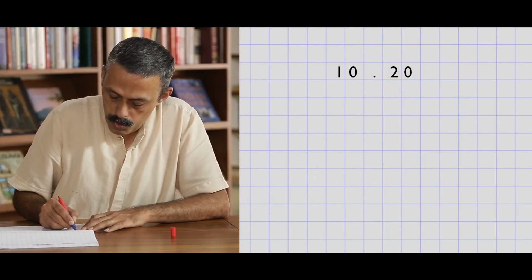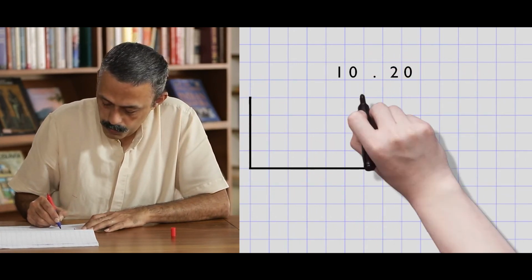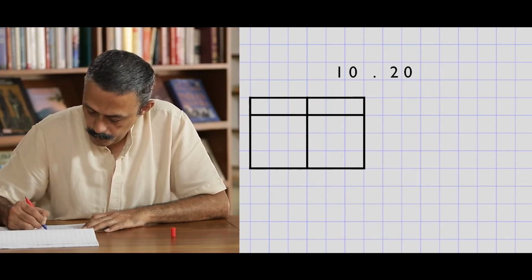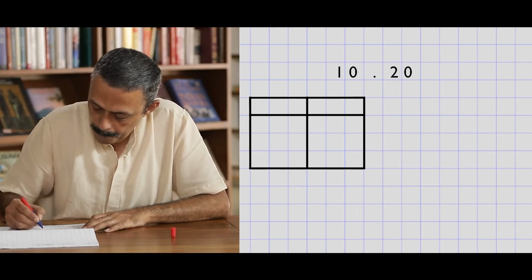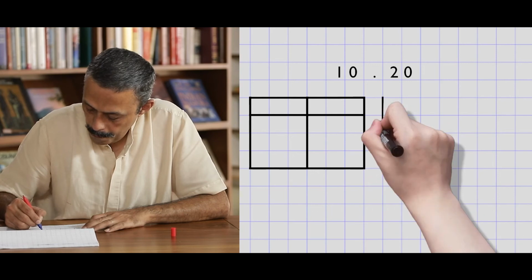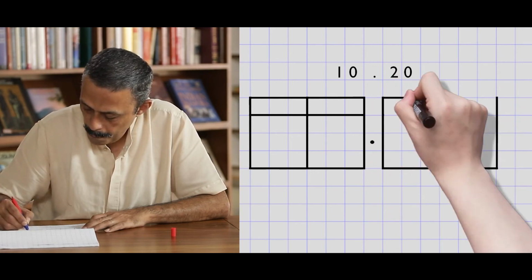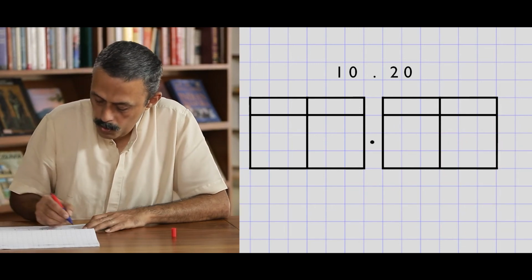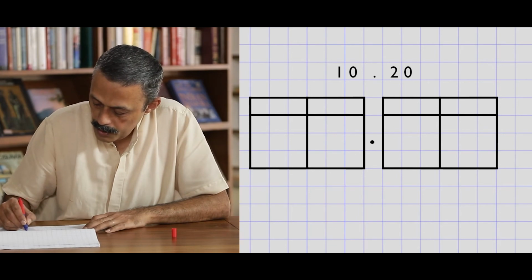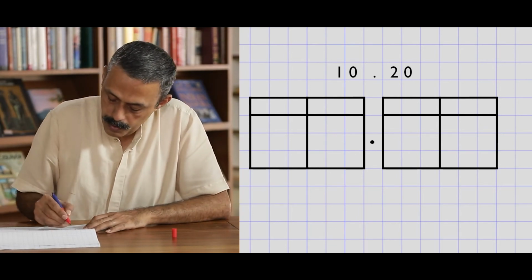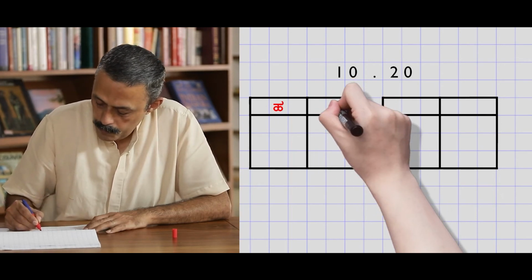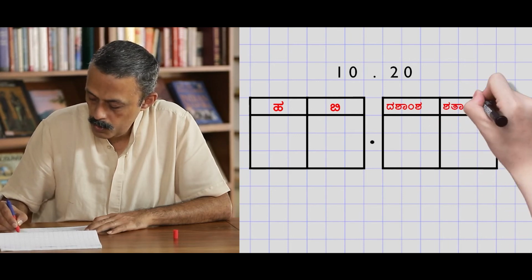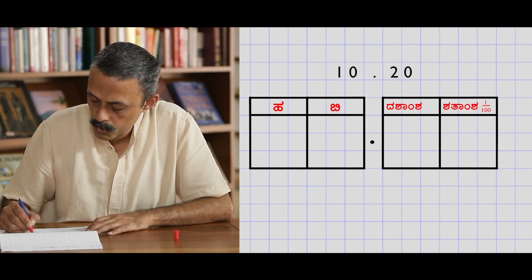10.20. This is the number. It should be very easy. First is 10. How do we write 10? First, let me draw the 9 rooms and then write the place value as 10, units, 1 by 10 and 1 by 100. This is 1 by 100, this is 1 by 10.